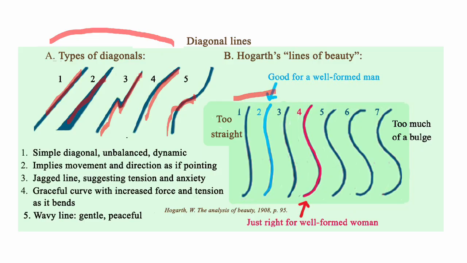Now, Hogarth divided S-curves into 7 different types, and he thought this blue one was good for a well-formed man, this red one for a well-formed woman, and this has too much of a bulge, and this is too straight.